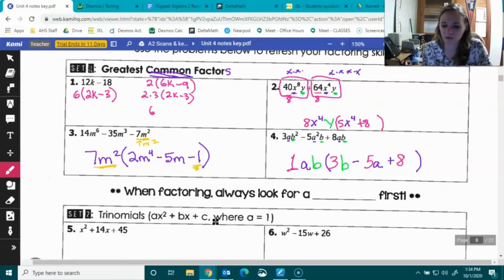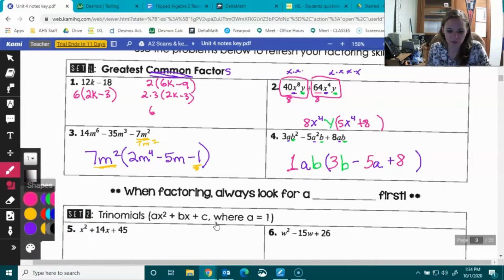Number 4, taking a look at this one. So 3, 5, and 8 didn't have anything in common, so we couldn't take out any numbers. This 1, I went ahead and put it here, is optional. You don't have to have it there. It's fine if you don't have it. And in this next one, so 3b was left, minus 5a, and then plus 8. Okay? All right.